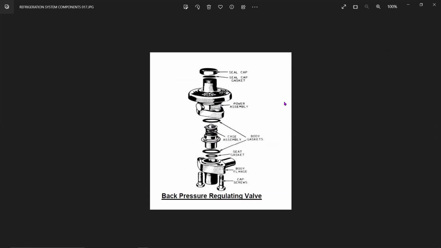There is one more type of back pressure regulating valve which is solenoid operated also. I'll just show you that also. Just give me a second.